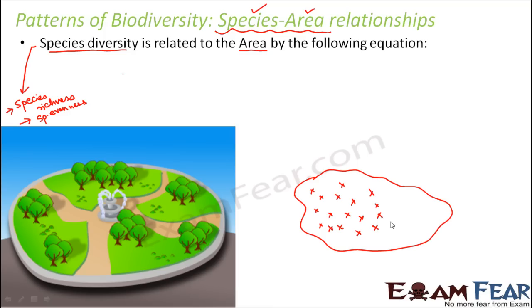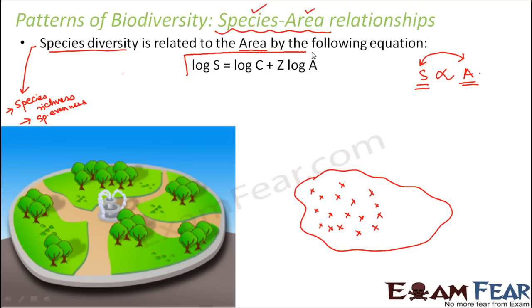This means that the species diversity will increase, that is, it will be directly proportional to the explored area in some way. What is that some way in which they both will be related? That is what we will see in the species area relationship equation. The equation is somewhat like this: log S is equal to log C plus Z log A. You might be quite surprised that so many things came up: S, C, Z, A, and we were just talking about two things. S, that is species diversity, and A, that is the area. So let us see what these are.